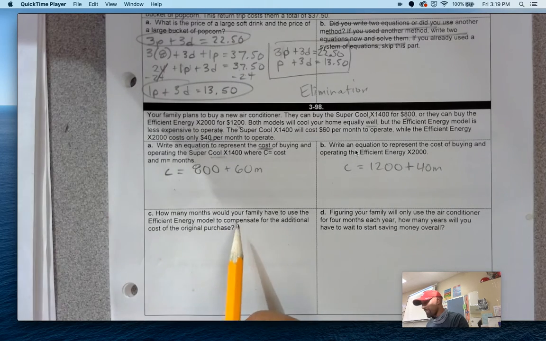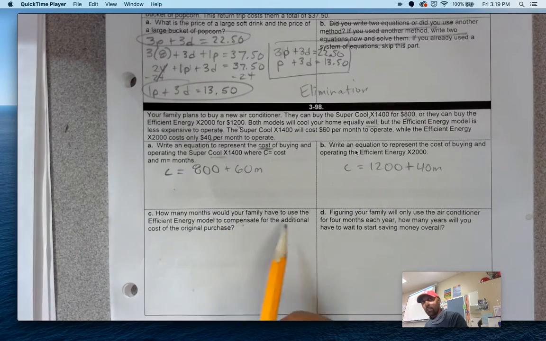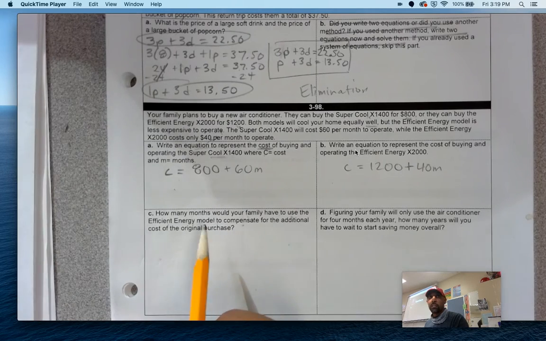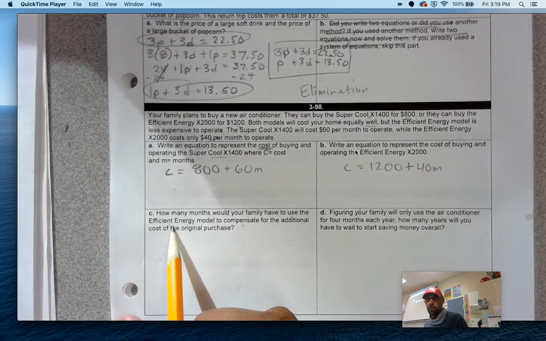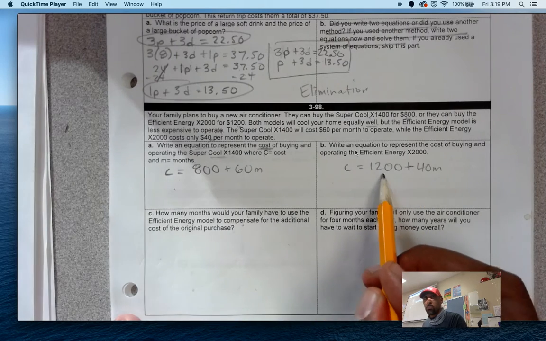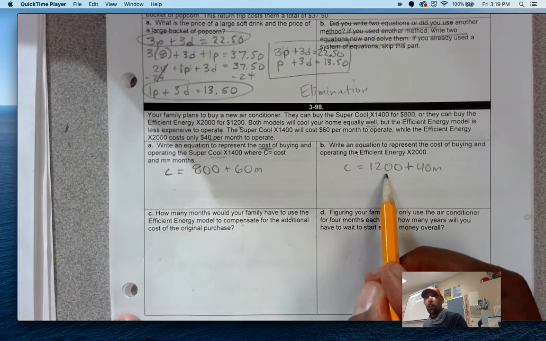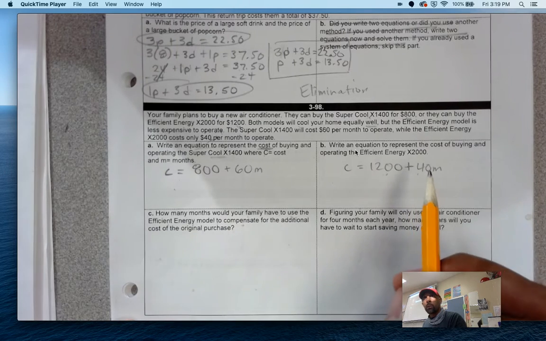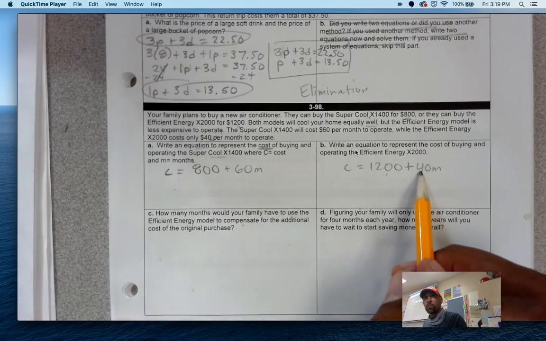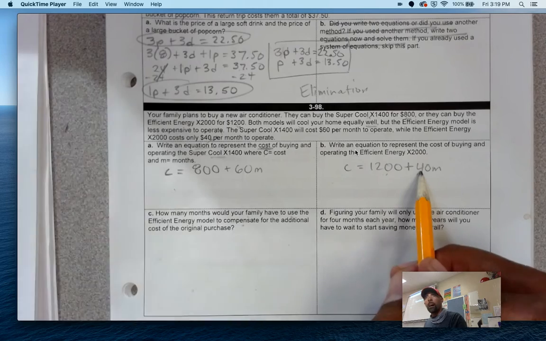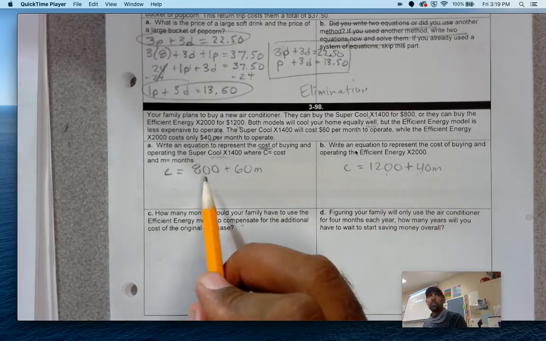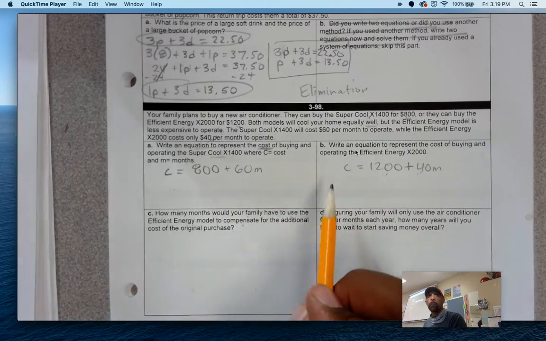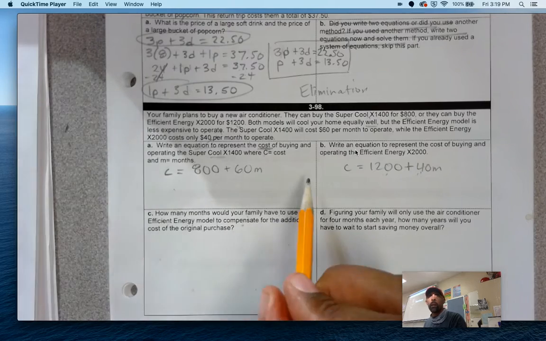All right, so now the question is, how many months would your family have to use the energy efficient model to compensate for the additional cost of the original purchase? So what this means is if you bought the energy efficient model, it's going to cost you more in the beginning. But notice that you're paying less per month. So eventually, when you start adding up the costs over time, you're going to end up spending the same amount at some point. And the question is, when will that point happen?